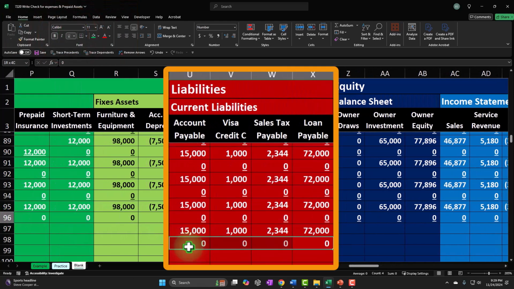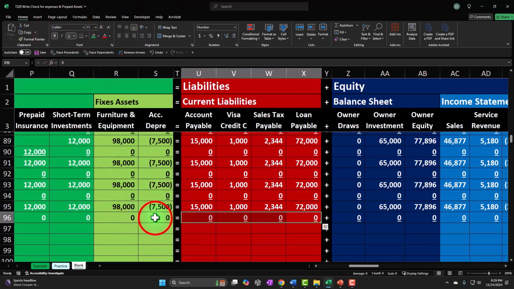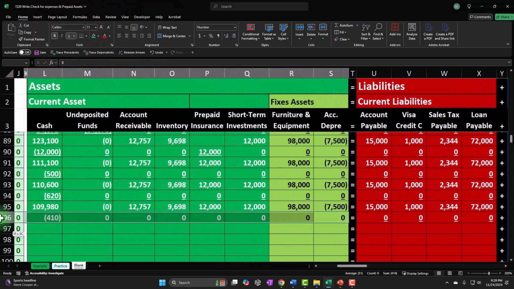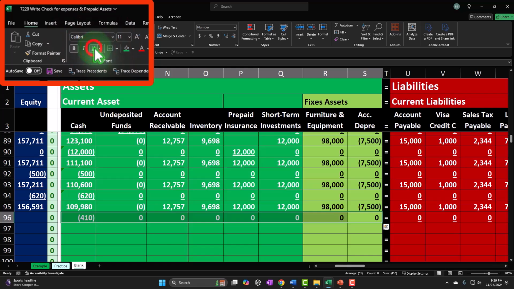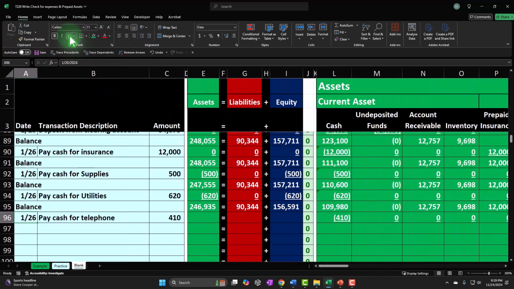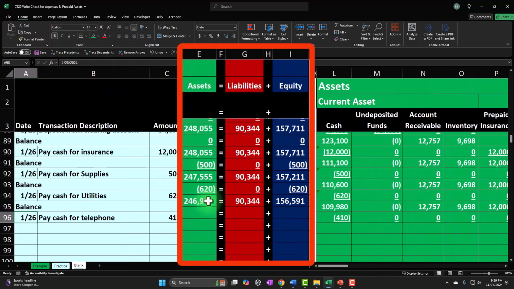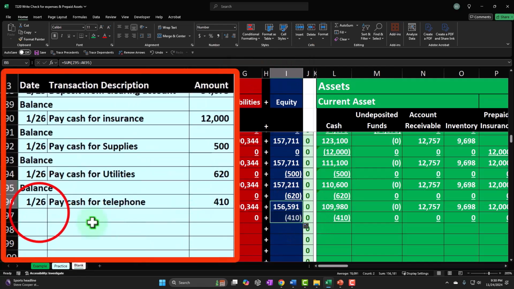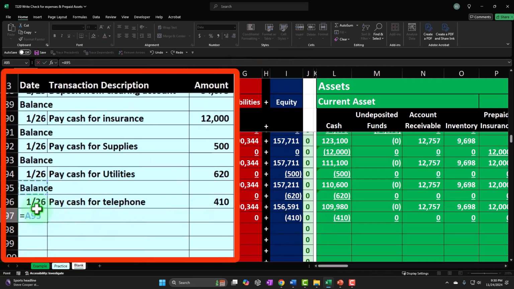Let's put some underlines under this. Underline, underline, underline. And then we'll bring down the transaction. Are we still in balance? 410, 410, or nothing there. 410, back in balance. Bringing down the balance.